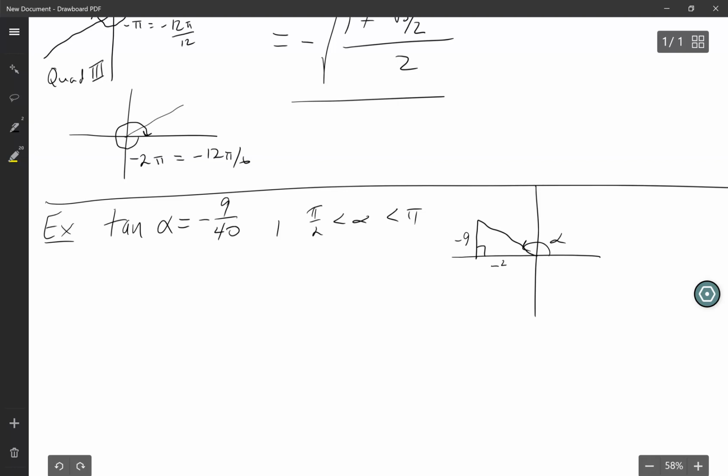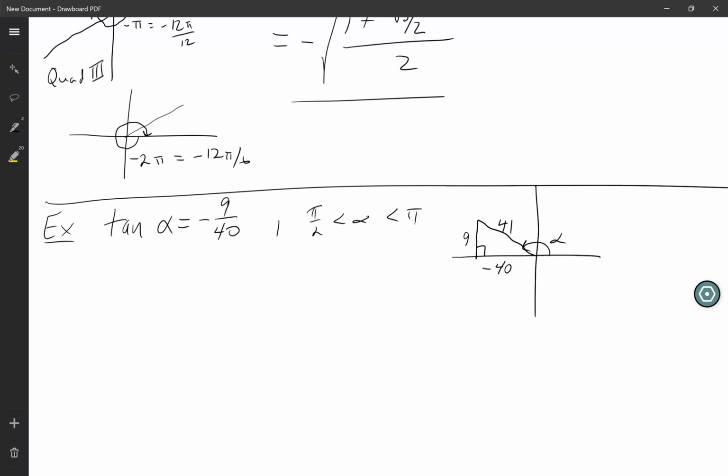My adjacent side, oops, does not mean negative 9, sorry. The opposite side's a positive 9. It's above the x-axis. My adjacent side is negative 40. Opposite over adjacent: it's above the x-axis, so that's a positive 9. To the left of the x-axis is negative 40. I won't go through the work, but if you go through your Pythagorean theorem, you'll get 41 for the hypotenuse.